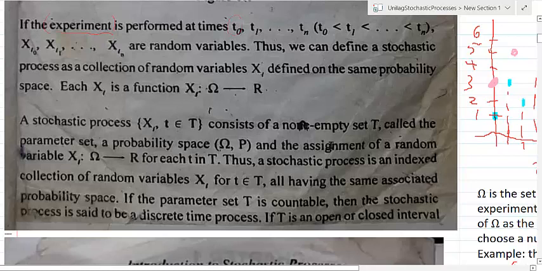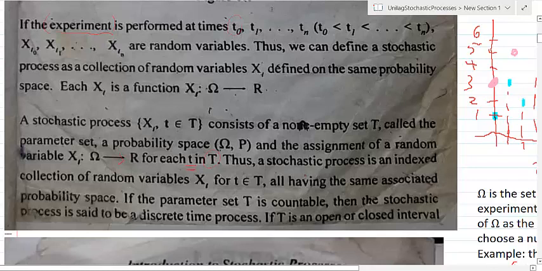This consists of a non-empty set capital T called the parameter set. And usually this is a set of real numbers. A probability space omega and P. As I said, omega can be the interval from 0 to 1, and P is a probability measure on omega. And the assignment of random variables x_t, which is a function from omega to R, for each value small t in the set big T.